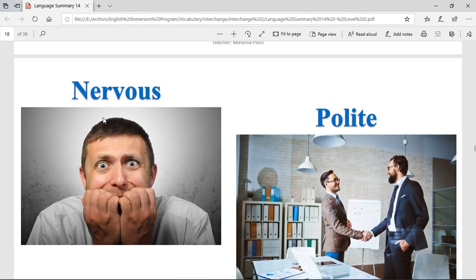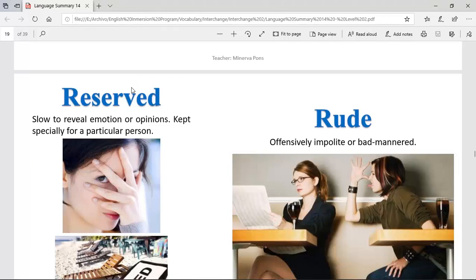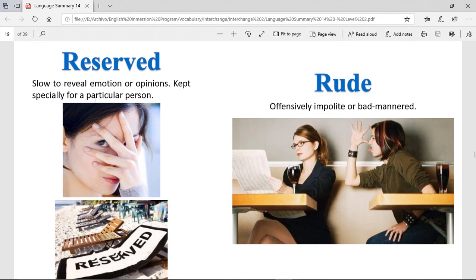Nervous. When you're nervous is when you're anticipating the future a lot and you don't know what to expect about it. Polite. When you're polite is when you have manners. You're behaving in a good way. Reserved is slow to reveal emotion or opinions, kept especially for a particular person.